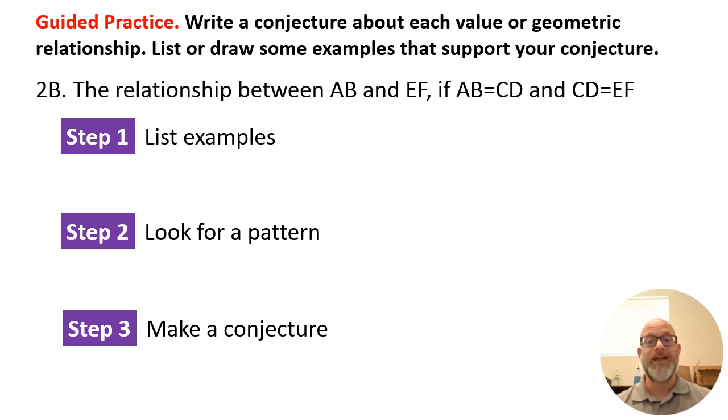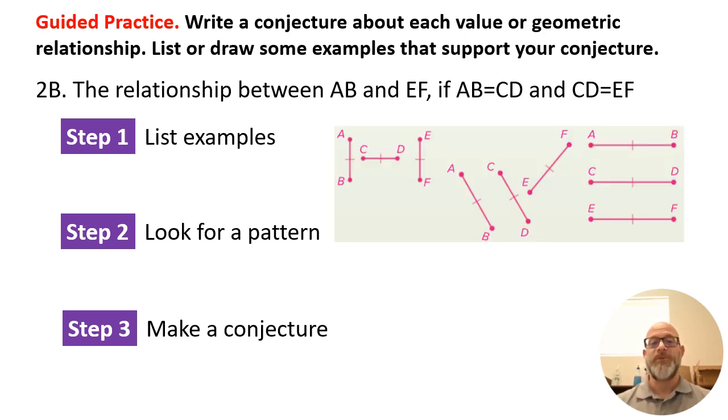Let's treat AB as a line segment, and AB being the measure of that line segment, and EF is a line segment. All right, do some geometry here, some geometric examples. Okay, pause and come back. All right, here are some examples.